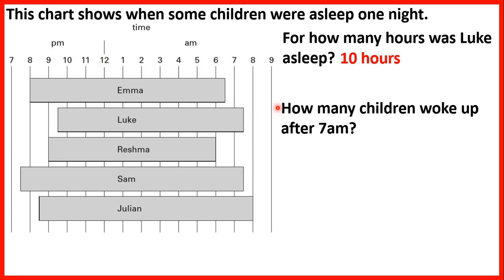Now, how many children woke up after 7 a.m.? So we can find the time 7 a.m. and draw a line straight down. Now we can see that our answer is 3 children because there are 3 bars that go beyond 7 a.m. So Luke woke up at 7:30 and so did Sam, and Julian woke up at 8 o'clock.